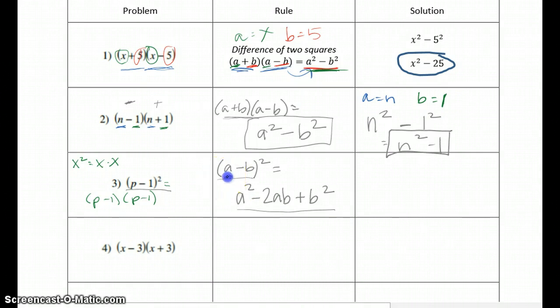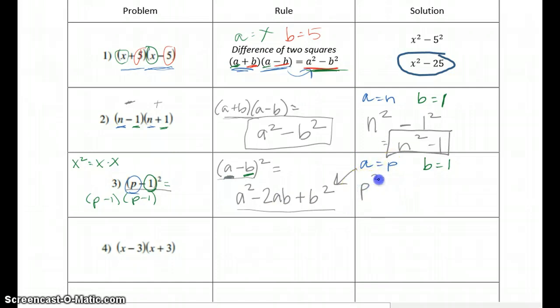So here to find our a from our polynomial, we're looking at our first term. So our first term is p, so we're going to plug in p for a. And to find b, we're looking at the second term. Our second term is 1. Now here it's minus b in our rule, so since we have minus 1, b is just going to equal a positive 1.